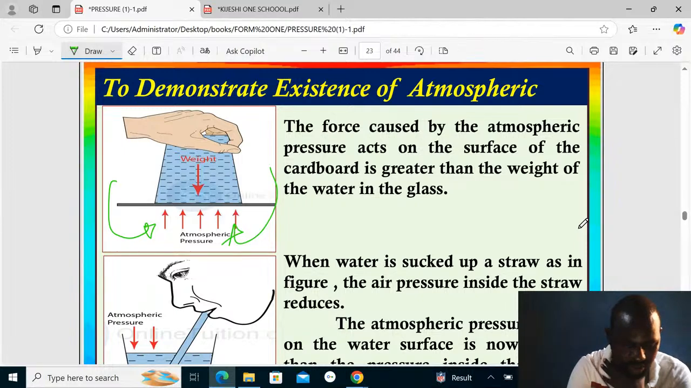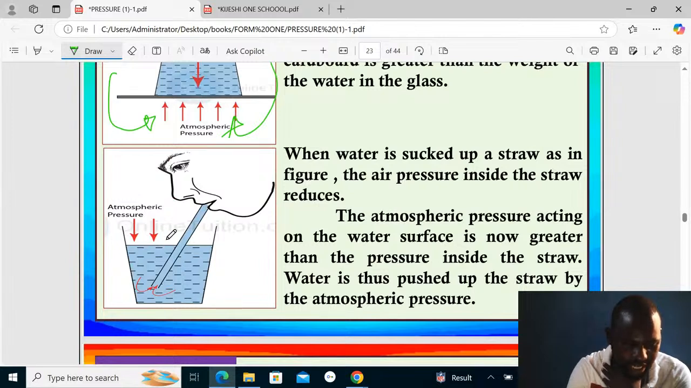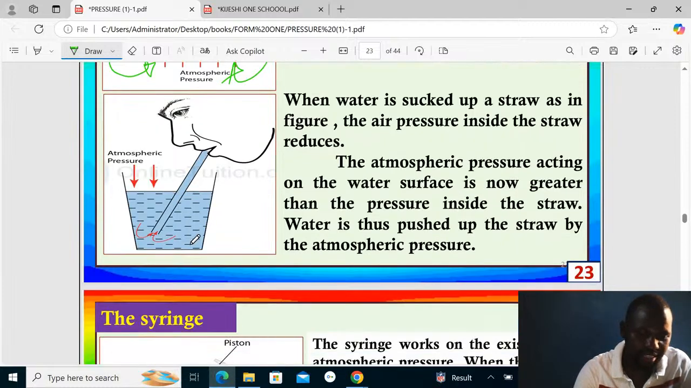Atmospheric pressure is also the one that enables us to drink using a straw. So the moment we suck the straw, we make the air inside the straw move at a higher velocity. This one lowers the pressure inside the straw. Therefore, high atmospheric pressure forces the liquid up the straw.